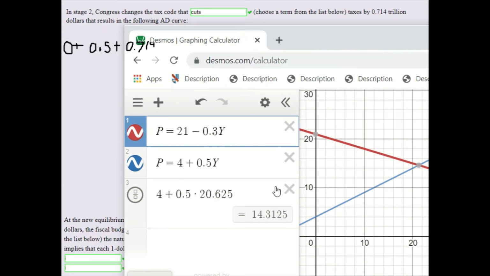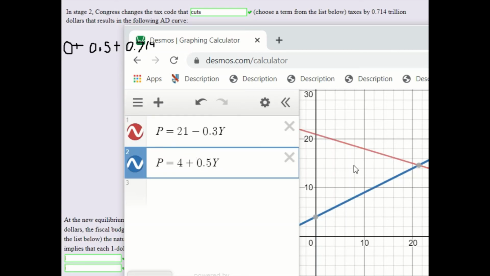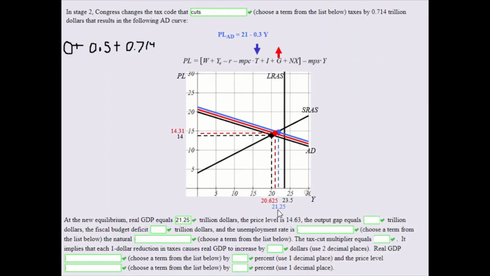Let me get rid of this here. The new demand curve is 21 minus 0.3y. The supply curve hasn't changed, and GDP is $21.25 trillion. Okay, so it's just a little bit more than the 20.625. Again, this is a muted effect. The tax cut has a muted effect here because the short-run aggregate supply curve slopes up.